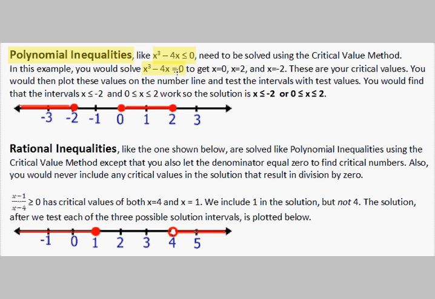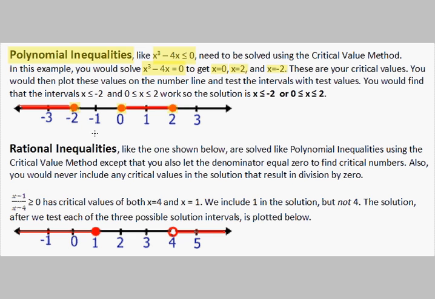That factors out as x times x squared minus 4, and if you solve that factored equation, you get three solutions: 0, x equal 2, and x equal negative 2. These are the critical values. These are the values you plot on the number line, and that breaks the number line into 4 separate regions. Now we have to test each region.